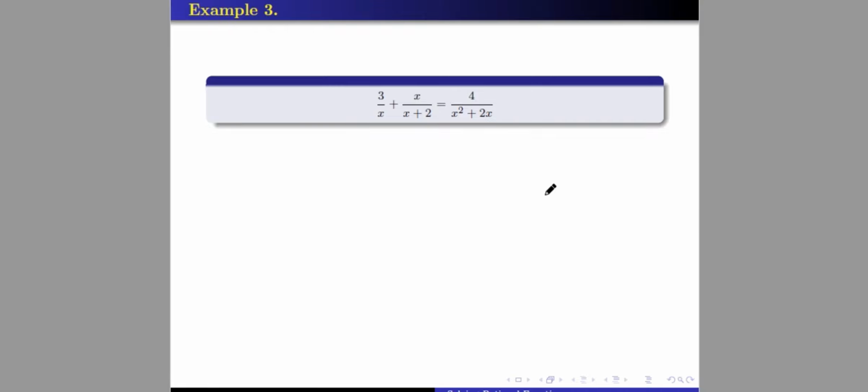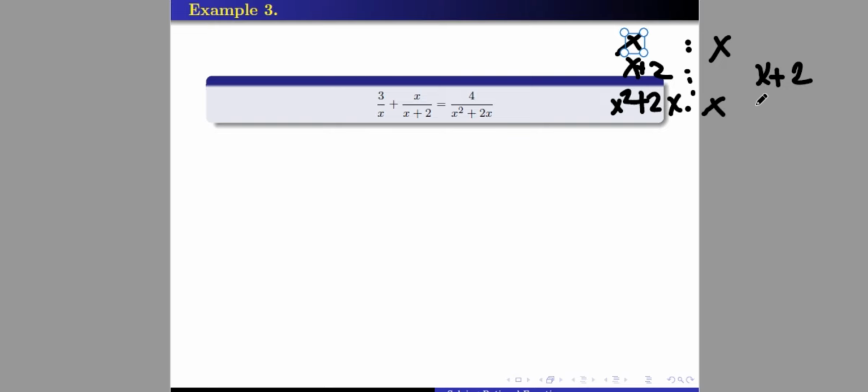Example 3. So we have this. So again, LCD, let's write all the denominators, x plus 2 and x squared plus 2x. Okay, x is non-factorable. x plus 2 is also non-factorable, so I will write it on another column. And the factors of x squared plus 2x, we can do by factoring out the common, just like the previous example. x is common, so I will factor out x.